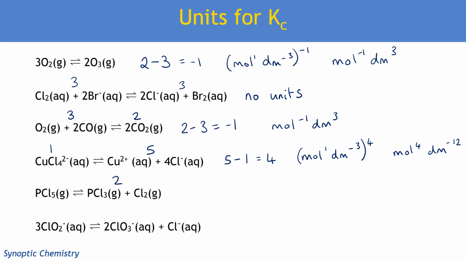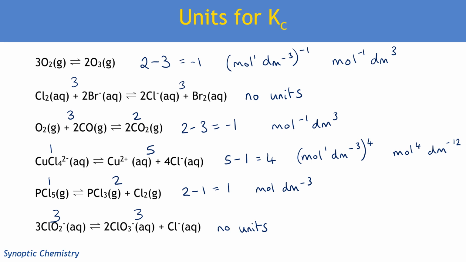Next one, I've got 2 and 1. 2 take away 1 equals 1. My units don't change because I'm just doing them to the power 1. Next one, I have got 3 and 3. So I have no units. So that's how we apply that, and that's how we really easily work out the units for Kc.